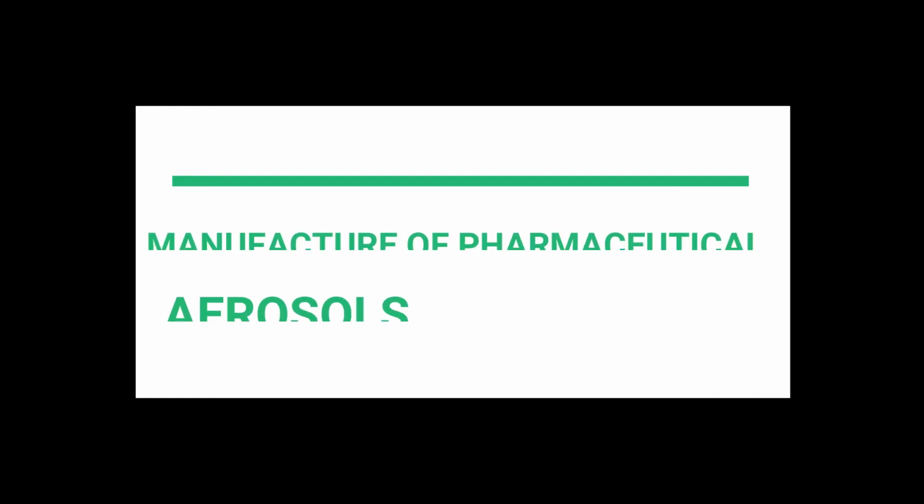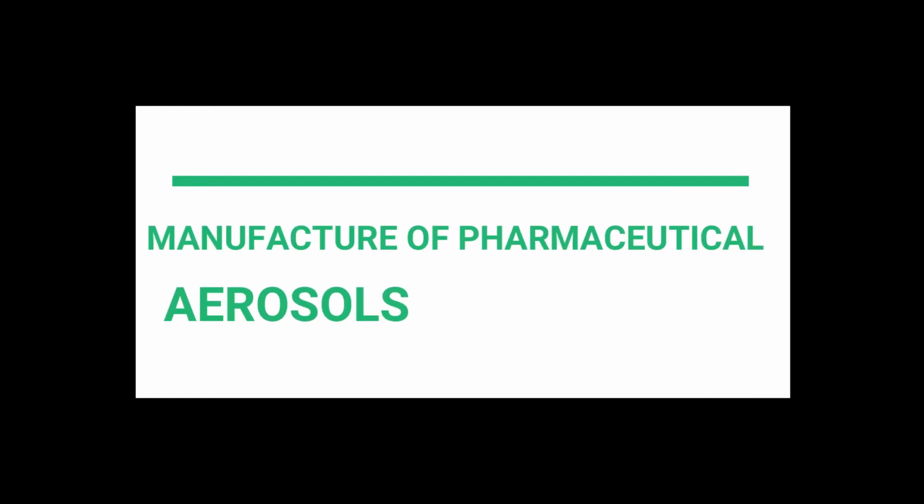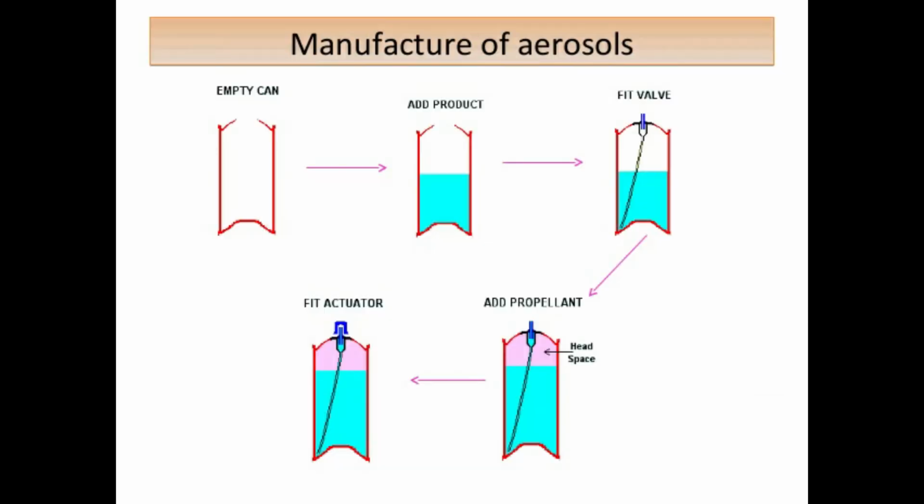Hi everyone. Today our topic is manufacture of pharmaceutical aerosols. If you see the picture, we can easily understand how aerosols are manufactured. First of all, we want an empty can. After that, we add the product. Then we fit the valve, and the next step is to add propellant, and finally fit the activator.